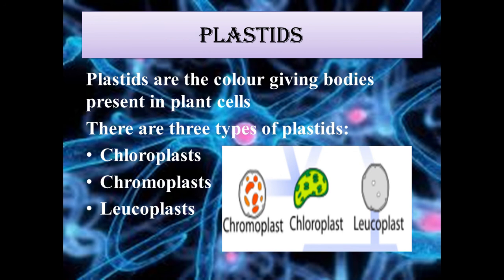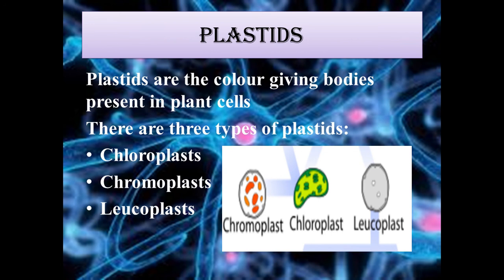Next are the chromoplasts. They contain non-green pigments and give color to flowers and fruits. Next are the leucoplasts. Leucoplasts are colorless plastids which help in the storage of food only. Hope the functions of the plastids are clear to you.